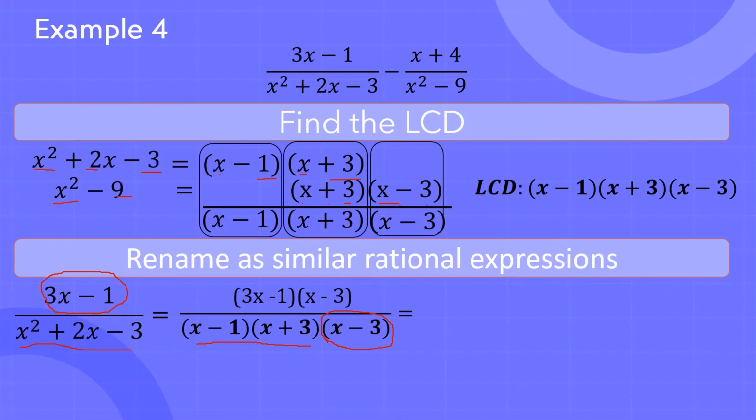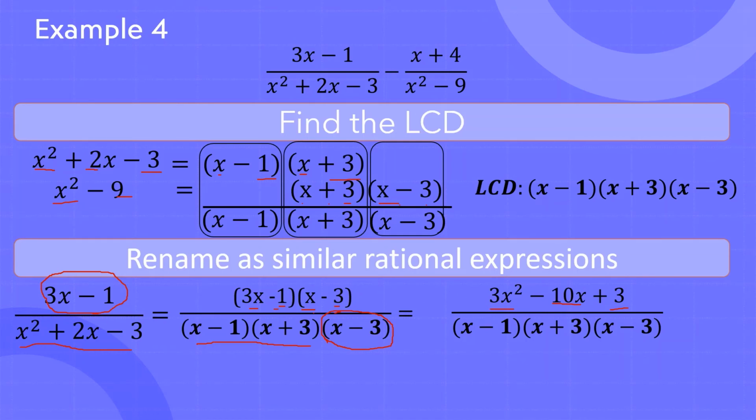So, para ma-simplify natin ang numerator, gagamitin natin ang FOIL method. Okay, so 3x times x is 3x squared. 3x times negative 3 is negative 9x, and negative 1 times x is negative x. So, i-add natin yon. Negative 9x plus negative x is equal to negative 10x. Okay, then multiply natin yung last terms. Negative 1 times negative 3. That is equivalent to positive 3.